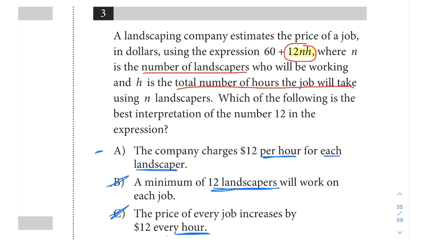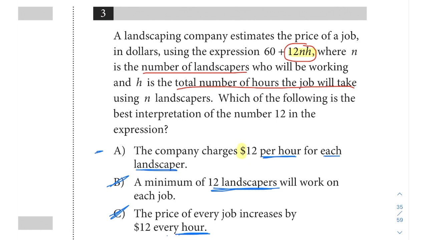Now for D, it says each landscaper works 12 hours per day. So they mention the word landscaper and they mention the word hours. So we might think, okay, we can keep this one on the table. And let's take a look then at these two. One of them is showing us a dollar value. And one of them is just stating a fact about the number of hours that the landscapers work.